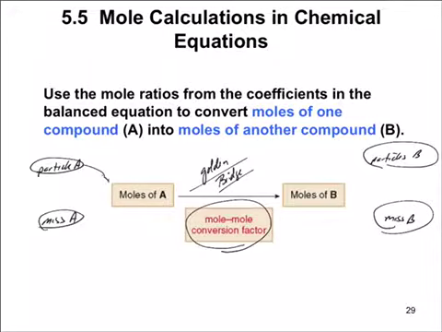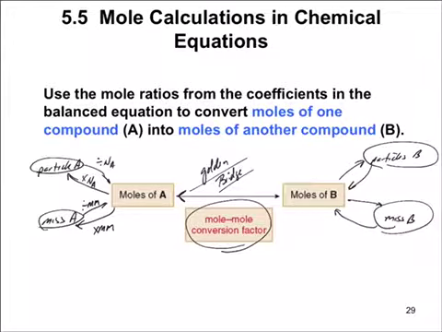And my bridges here are the same as they were that we just talked about. To go from particles to moles, I divide by Avogadro's number. I multiply by Avogadro's number to go the opposite way. To go from mass of A to moles of A, I divide by the molar mass. To go from moles of A to mass of A, I would multiply by the molar mass. My golden bridge here is my mole ratio. And on the other side, guess what? Those bridges are exactly the same as they are on the other side.